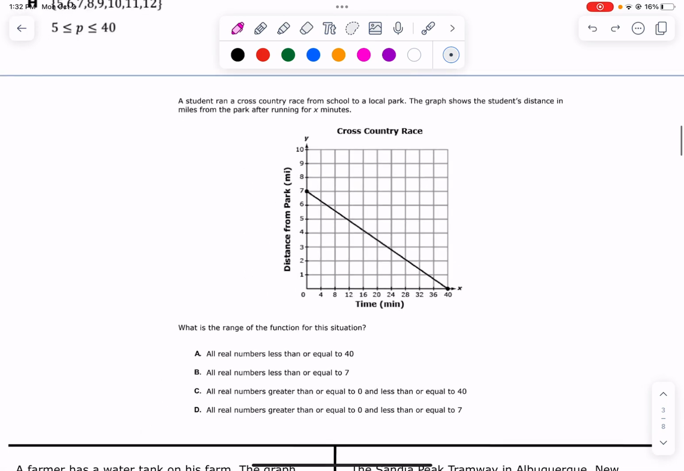These are a little bit easier. It says a student ran a cross-country race from school to a local park. The graph shows the student's distance in miles from the park after running for X minutes. What is the range of the function for this situation? Again, we know that range is our y values, and we know that y is the up and down values. So if I look at my points, I have 0, 7, and then my other point I have is 40, 0.